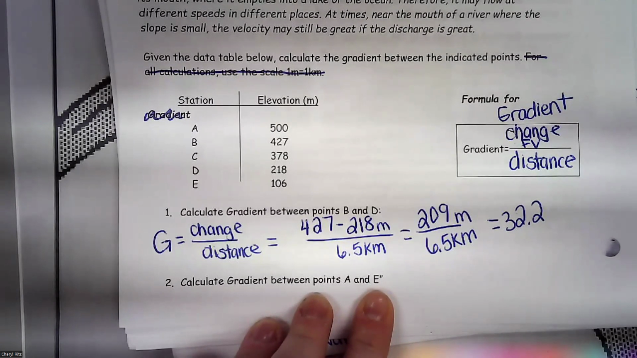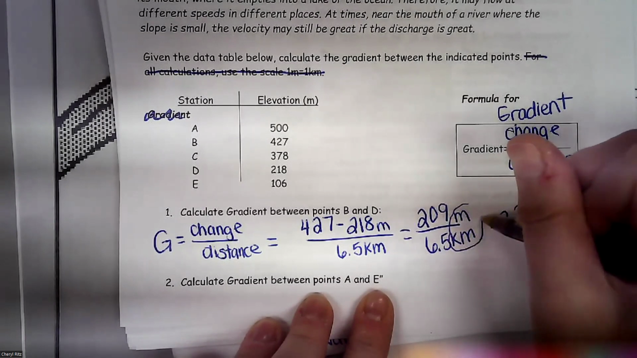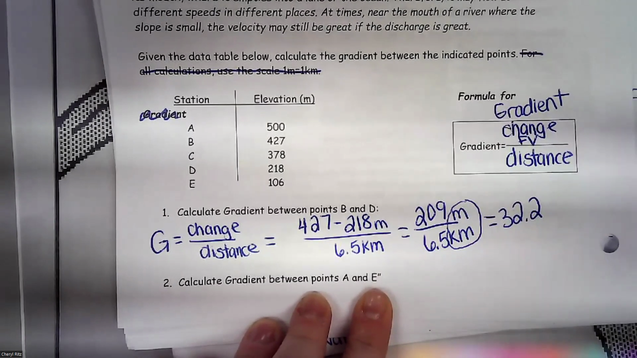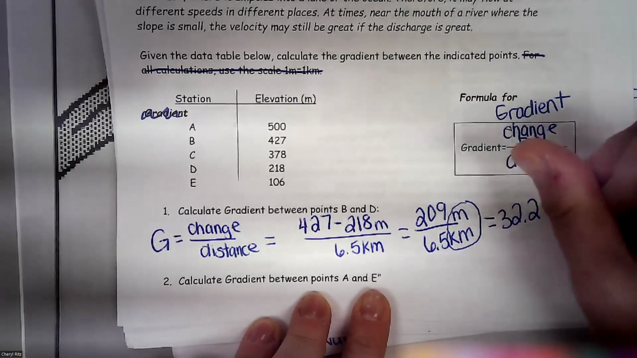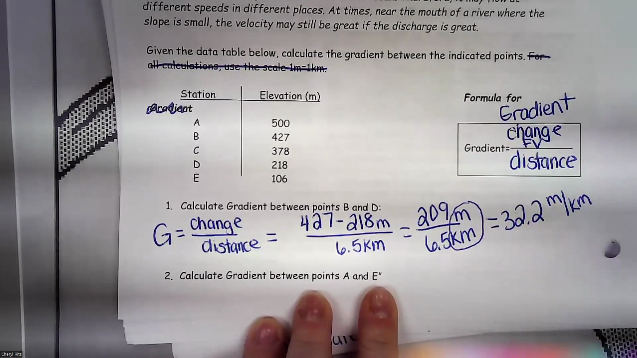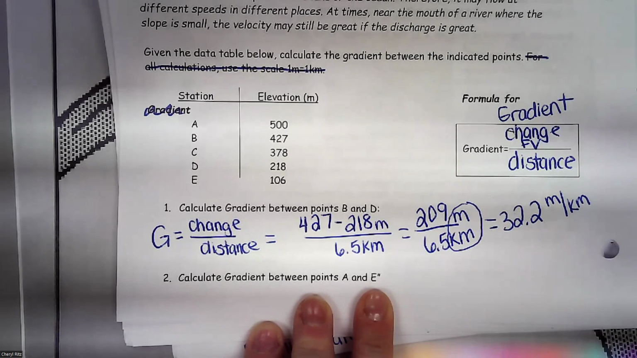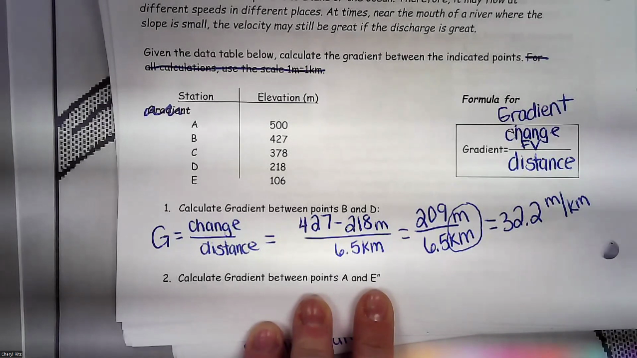Not just meters. Look at right here. Here are the units that we were given. The top numbers are in meters, the bottom numbers in kilometers. So hopefully you remember, this is in meters per kilometer. So what this slope means is this river changes 32.2 meters every kilometer you go down this river, from B to D, that is.